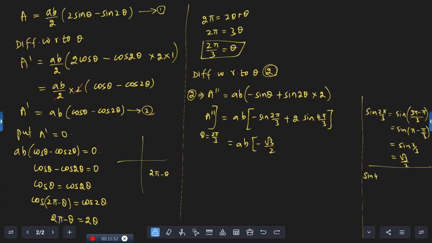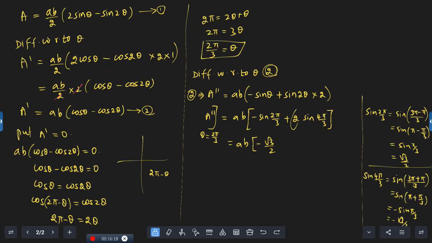Sin 4 pi by 3. How will you write this? Sin 4 pi you can write as 3 pi plus pi divided by 3, that is pi plus pi by 3. This is in the third quadrant, and in the third quadrant sine is negative. So it is minus sin pi by 3, which gives minus root 3 divided by 2.